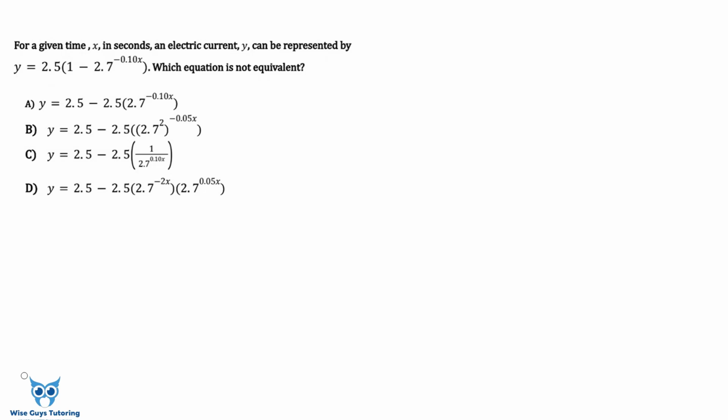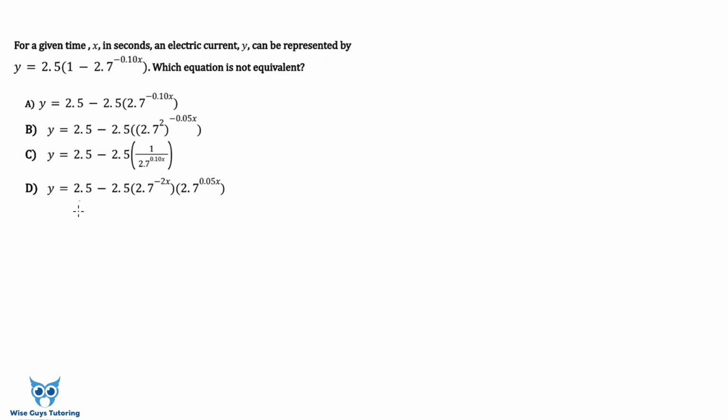For a given time, x in seconds, an electric current y can be represented by y equals 2.5 times bracket 1 minus 2.7 to the power of minus 0.10x. Which equation is not equivalent? So you can sort of ignore the physics there and we can just focus on the equation. So let's go through these one by one.